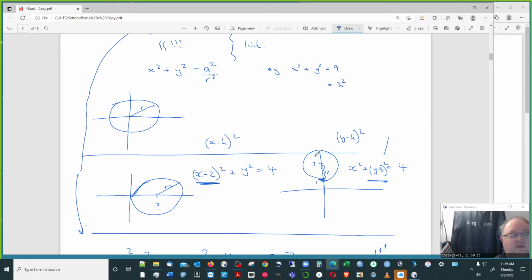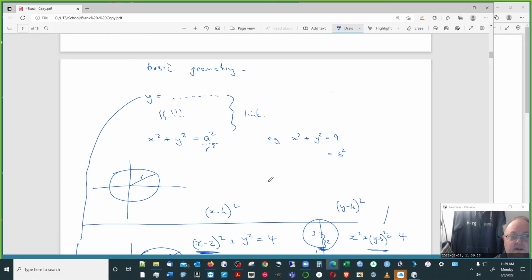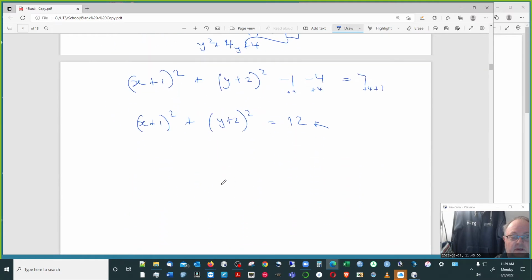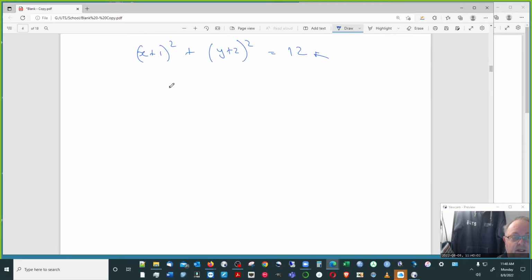And so sometimes it's a bit hard to recognise the concept, and hopefully I'm moving you through the concept reasonably well. So we've got x at plus 1, which means it's going to be at minus 1. We've got y at plus 2, which is going to be at minus 2. And so that's the centre of the circle. And what's the radius going to be?